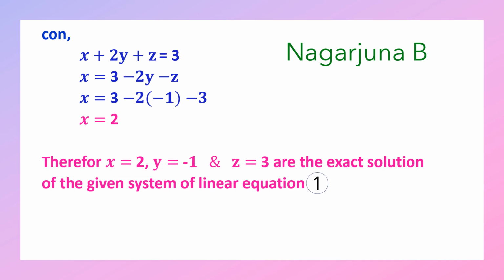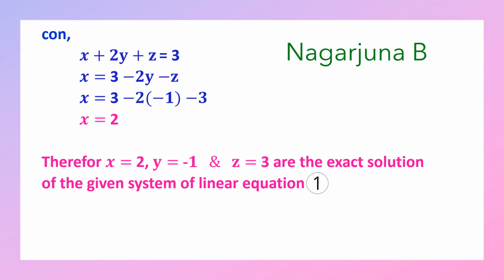We get x equal to 3 minus 2 into minus 1 minus 3, because y is minus 1 and z is 3. So 3 minus 2 into minus 1 will be plus 2. So 3 plus 2 will be 5. 5 minus 3 will be equal to 2. Therefore x equal to 2.